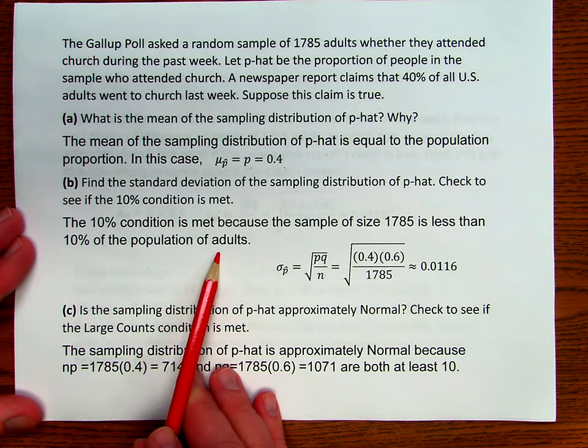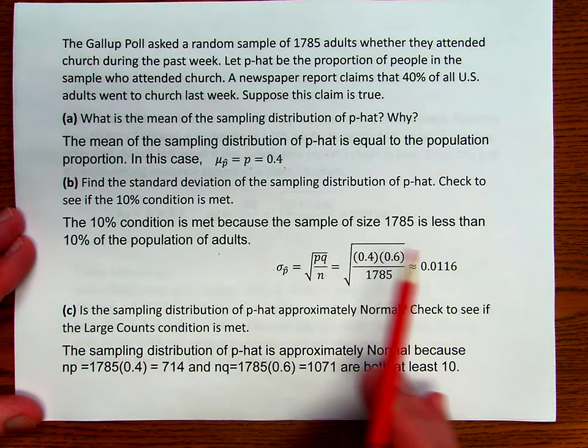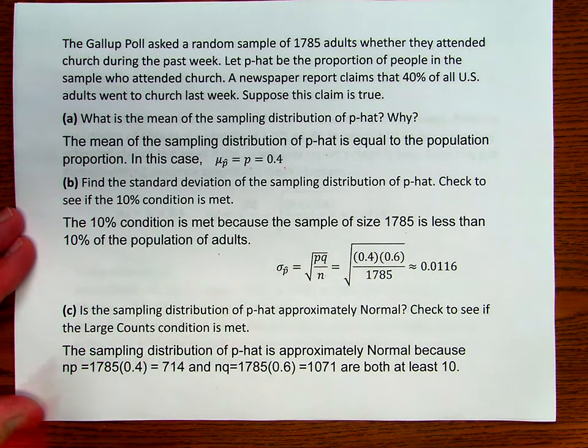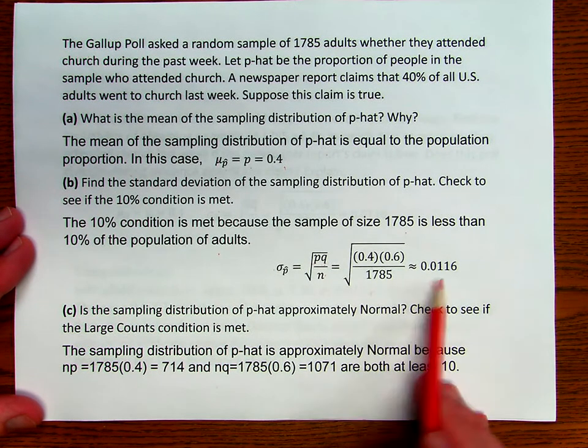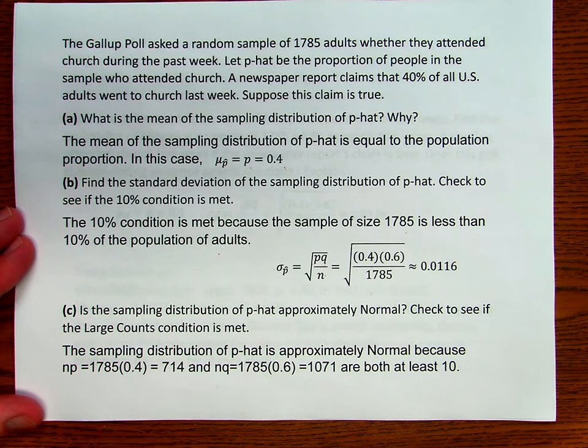Everything we do pre-response is in context. Context would mean specific numbers. What is the population? So plug in the numbers, that gives us the standard deviation.